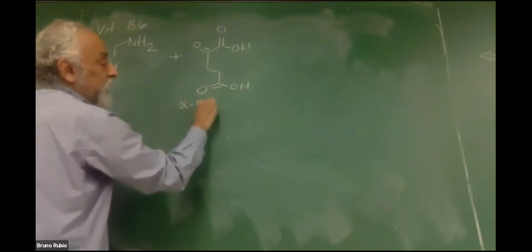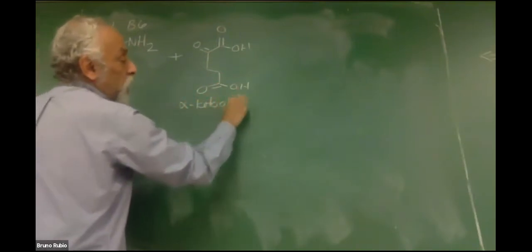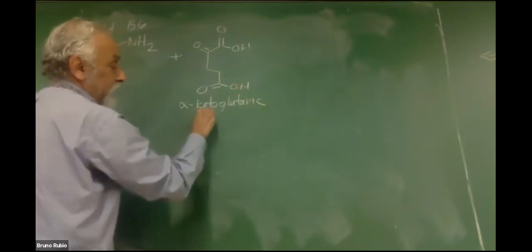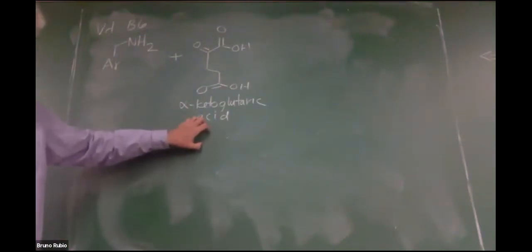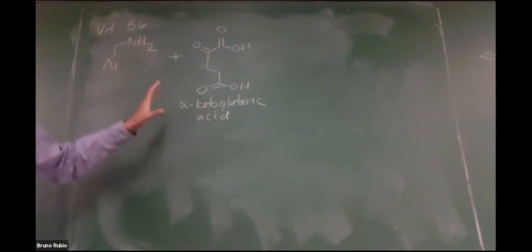This is called alpha-ketoglutaric acid. And it's not an amino acid. I don't see any amines in here. This is not an amino acid. This comes from the citric acid cycle. But what I see here is the recipe for imine formation. I see a primary amine.